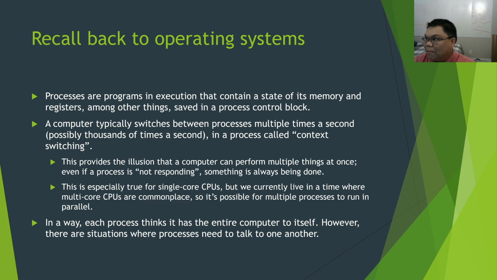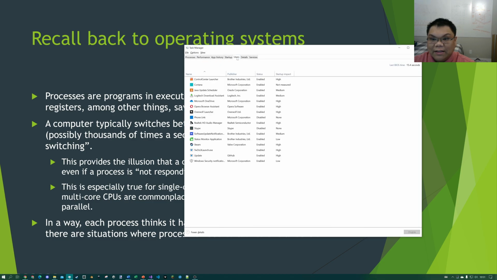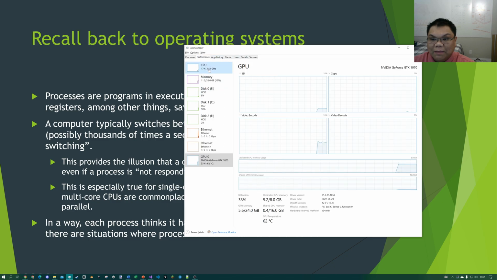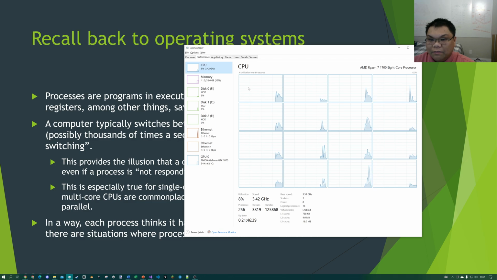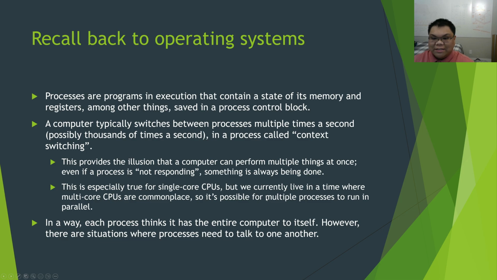These days we have multiple core CPUs, such as my machine right now. Recall that my machine is an 8-core 16-thread CPU, so it means I can execute up to 16 processes at any one time. Now, those processes could be related to one another, or they could just be standalone processes where each process thinks it has the entire computer to itself, because, in a way, each process really does think it has the entire computer to itself.